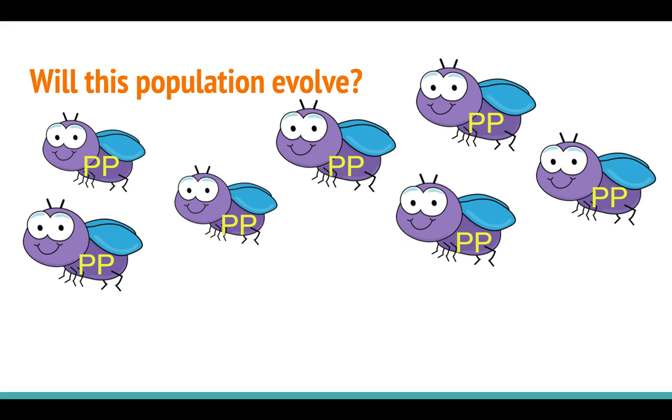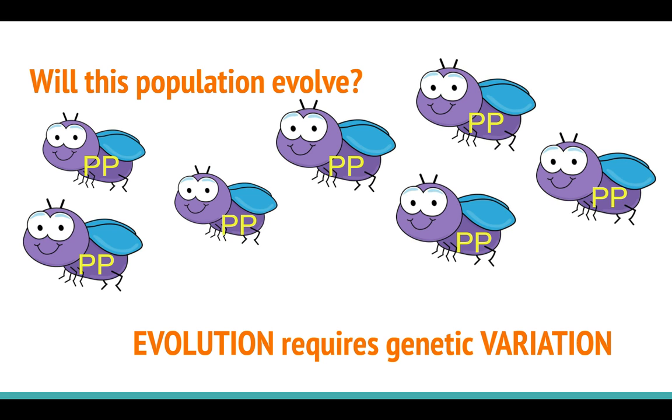What do you think? Will evolution happen in this population? No. Why not? No genetic variation. There's no variation. And I did hear you say, well, what if there's a mutation that could happen? True. But if there's no variation, evolution can't happen, right? Genetic variation, those differences that are inherent in living things, are kind of the raw material that evolution has to work with.